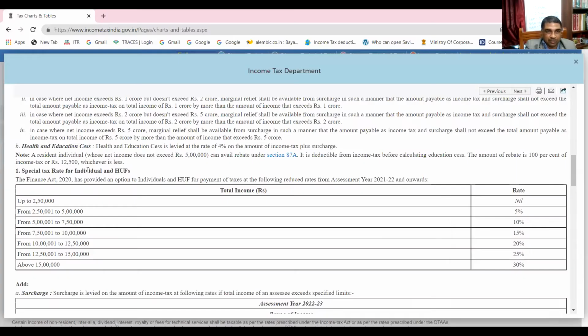Are you reading this provision? Once again, a resident individual whose net income doesn't exceed 5 lakh rupees can avail rebate under section 87A. This is deductible from the total income tax before calculating education cess. The amount of rebate is 100% of the income tax or rupees 12,500, whichever is less.